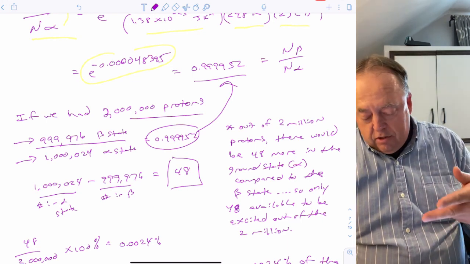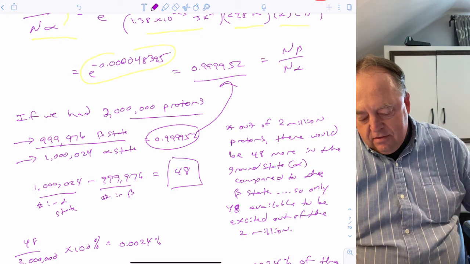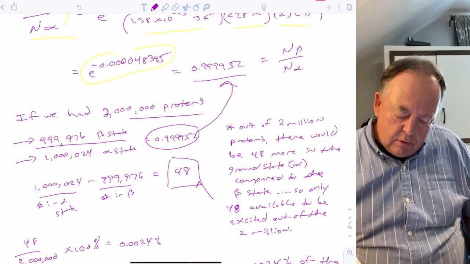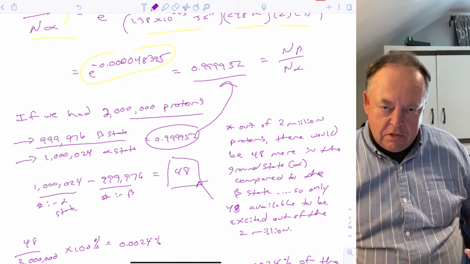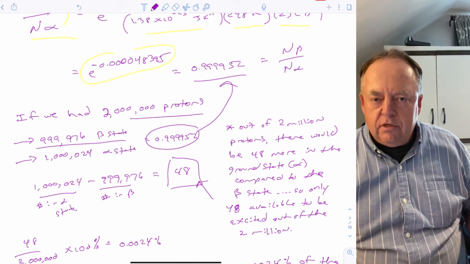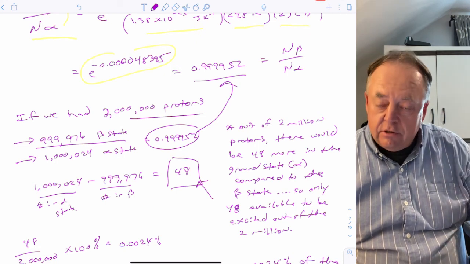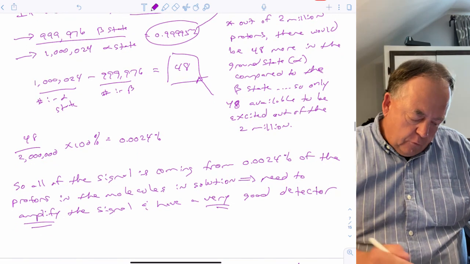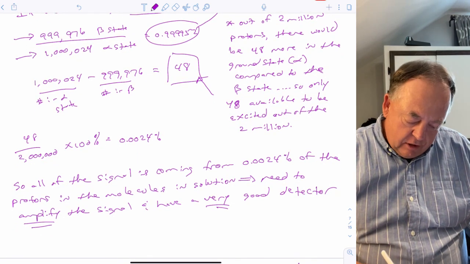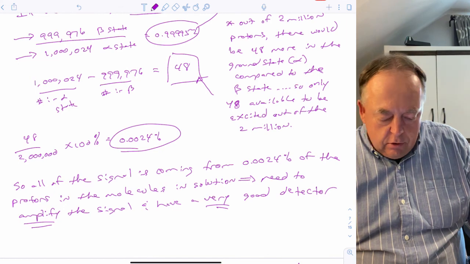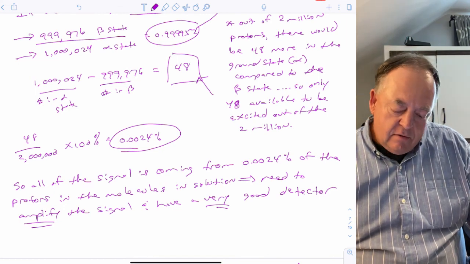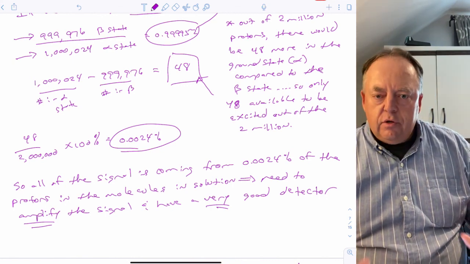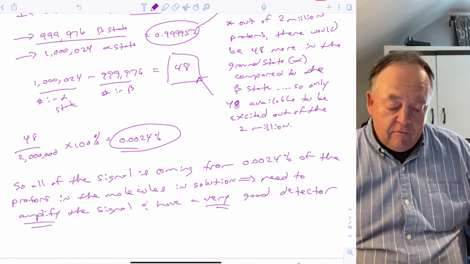And so what you need to do is excite those to the beta state. So basically what that means is there's only 48 nuclei out of 2 million that are available to absorb this energy, so that you can see the energy difference. So 48 out of 2 million times 100% is 0.0024% of the protons in the sample that are available to do a nuclear spin flip.